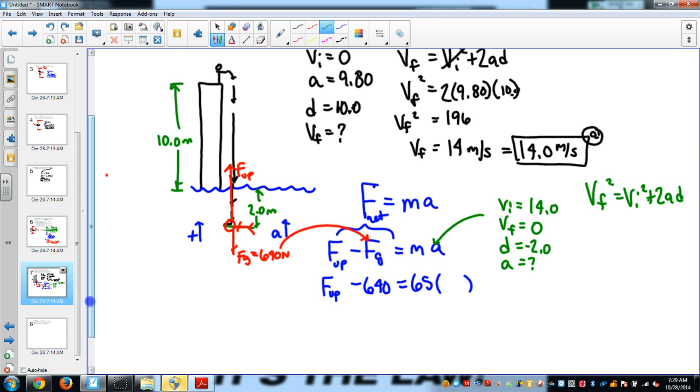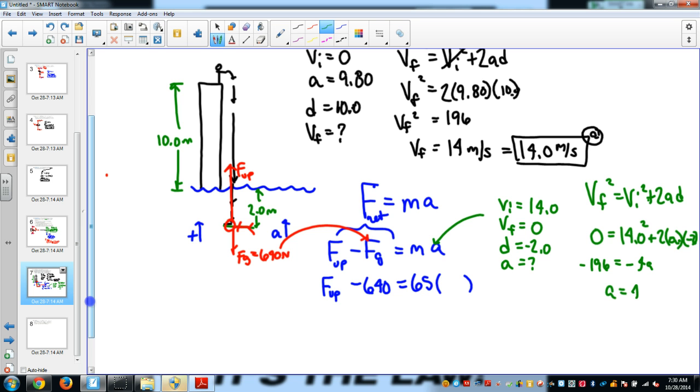So my final velocity is going to be 0. My initial velocity is 14.0 squared plus 2 times the negative, I don't know what my acceleration is, but the distance is negative 2. So I take 14 squared, 196, that was negative 196 equals negative 4a. So negative 196 divided by negative 4 comes out to be 49.